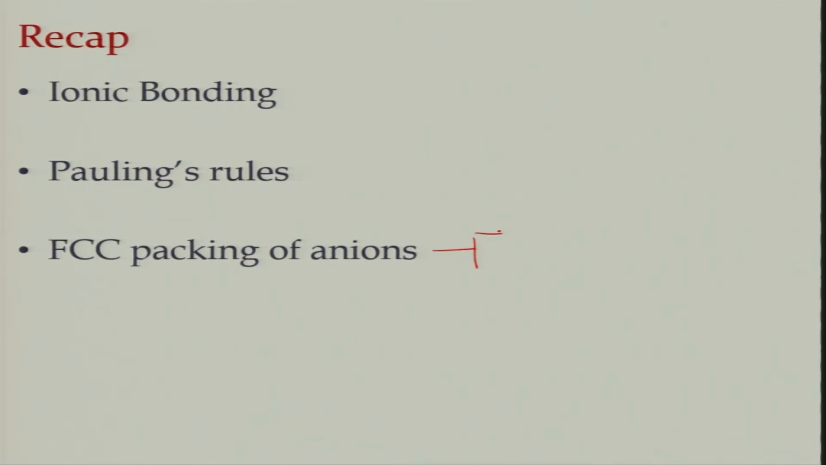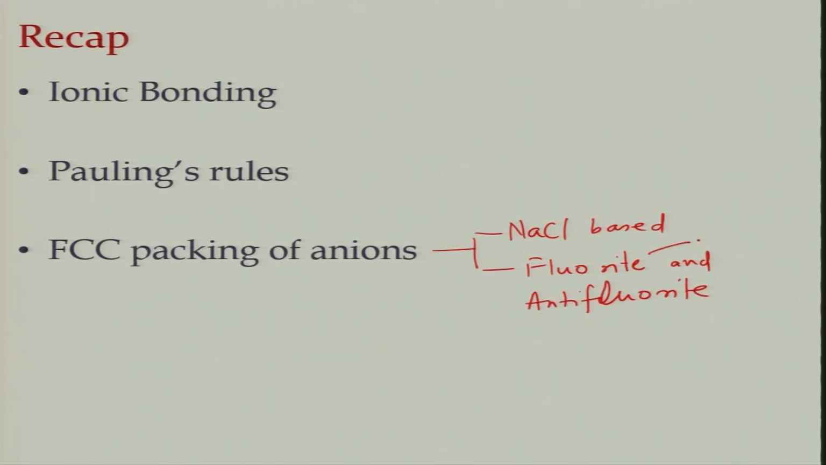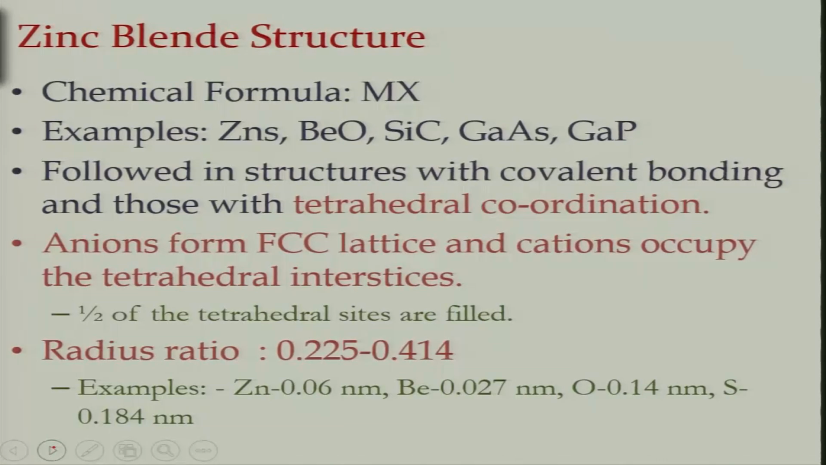So, we looked at sodium chloride, which is a rock salt based structure, and then we looked at fluorite and antifluorite structure. Fluorite is basically the CaF2 kind of structure. So, basically you can say AX2, and this would be A2X kind of structures, where A is the cation and X is the anion. Next we continue the discussion on FCC packing of anions.